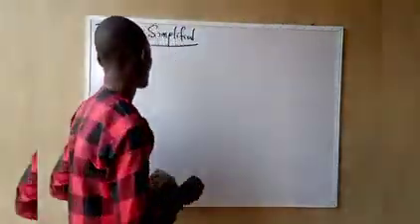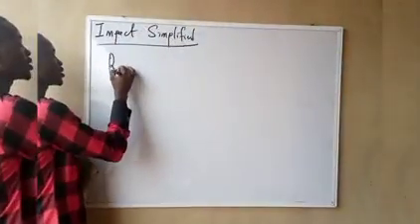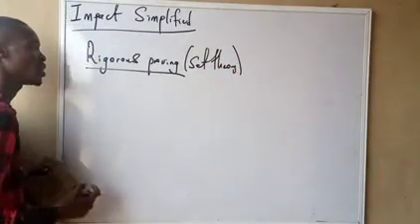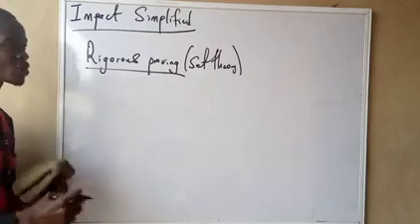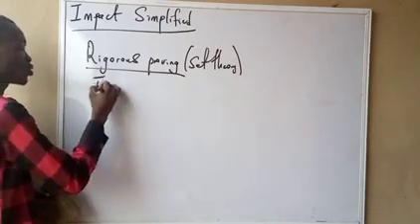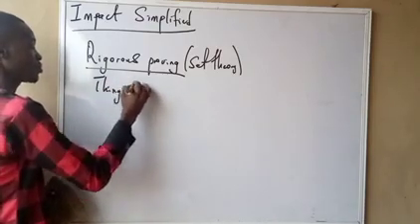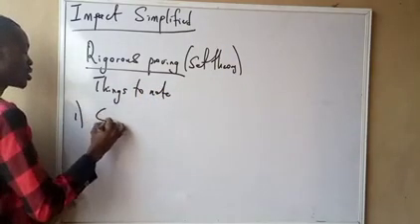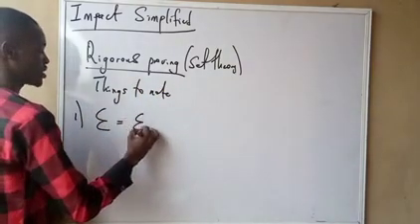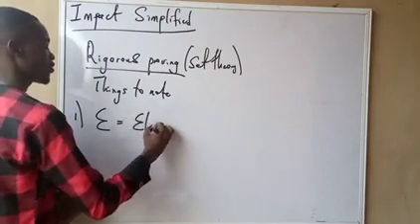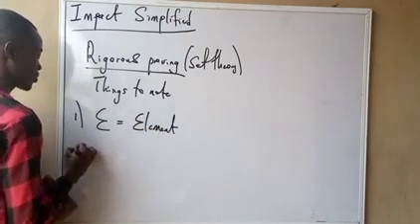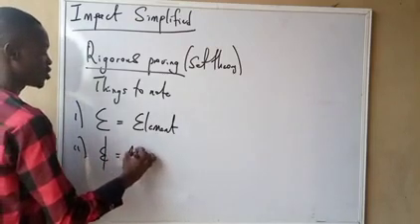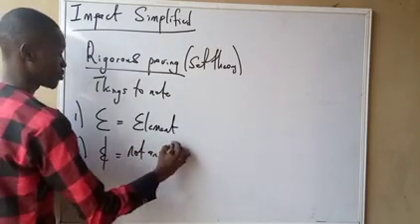Now the topic for today, we'll be looking at what we term rigorous proofing under set theory. And what are the things we have to note under rigorous proving? One of the things we have to know is that the symbol ∈ stands for element, and the symbol ∉ stands for not an element.